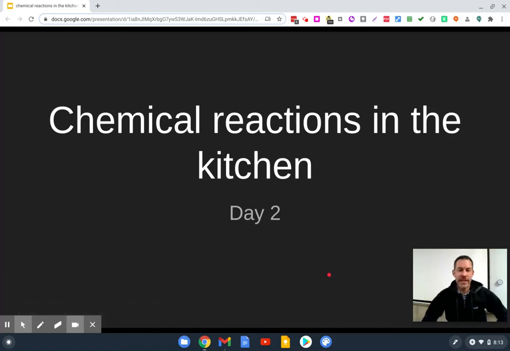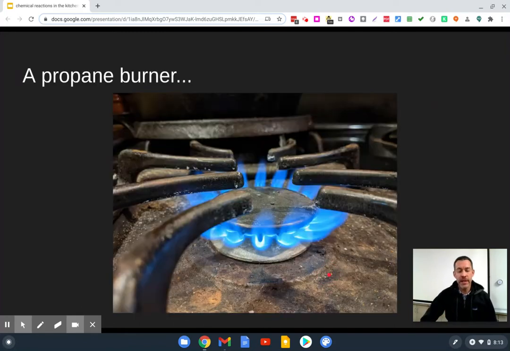Welcome to our second day of looking at chemical reactions in the kitchen. On the other day, we looked at a really simple chemical reaction that's happening in your kitchen, and that's your propane burner. If you have a gas stove, whether it's natural gas or propane, whenever that flame is happening right there on your stove, there's a chemical reaction right in front of you.